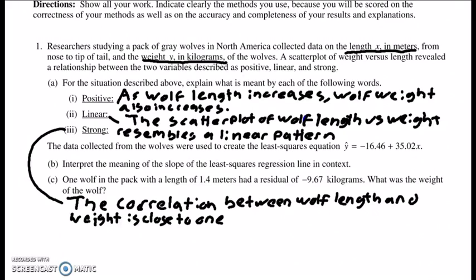Moving on to part B, we have interpret the meaning of the slope of the least squares regression line in context. So if we look here, it says the data collected from wolves were used to create the least squares regression equation. Y hat equals negative 16.46 plus 35.02x. And since we just want to interpret the meaning of the slope, we're only going to focus on this 35.02x here, because the 16.46 shown here is just the intercept of the regression line.